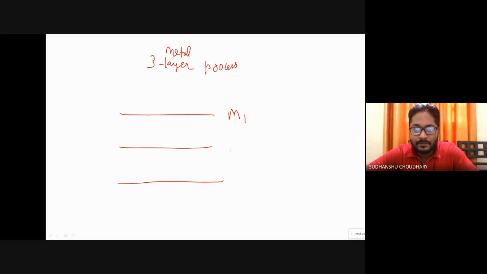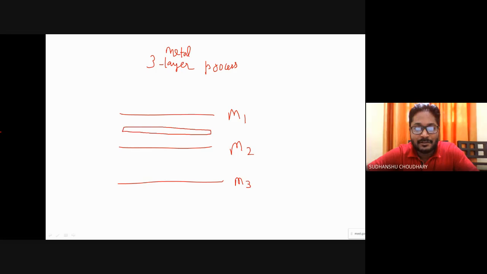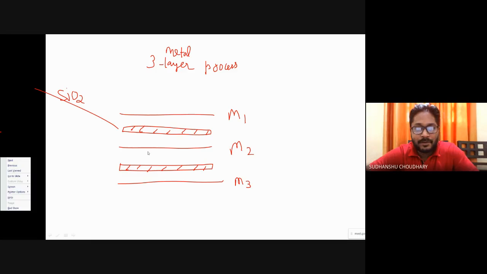Let's say M1, M2, metal 2, and metal 3. In between these metal lines, you have some insulation, and that insulation is silicon dioxide, right? That insulator is normally silicon dioxide, which is deposited by plasma enhanced CVD. We understood that this is deposited using a plasma enhanced low temperature CVD process. So, silicon dioxide in between metal 1 and metal 2.